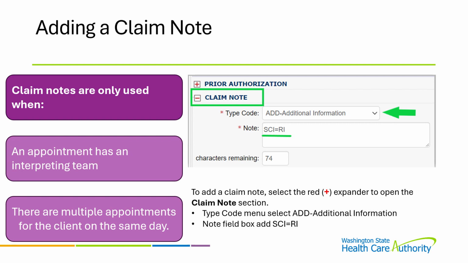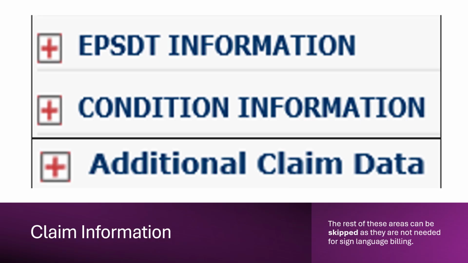To add a bypass code, select the red expander next to the claim note. In the type code field, select the ADD Additional Information dropdown. In the notes field, you will enter a bypass code of SCI equals RI with no spaces. You can ignore or skip over the remaining red expanders in this section: EPSDT information, condition information, and additional claim data. These are not required for sign language claims.